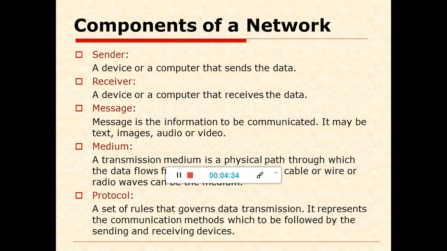And next one is protocol. So it's a set of rules for what? Data transmission. For each and every data transmission, there is a set of rules, that is protocol. So each sender and receiver must follow this protocol. It represents the communication methods to be followed by the sending and receiving devices. Without protocol we can't send the data.